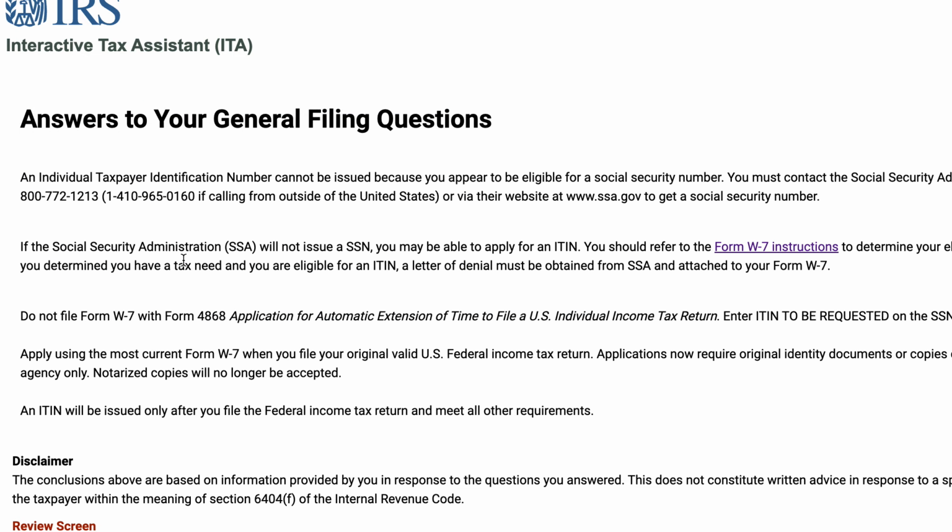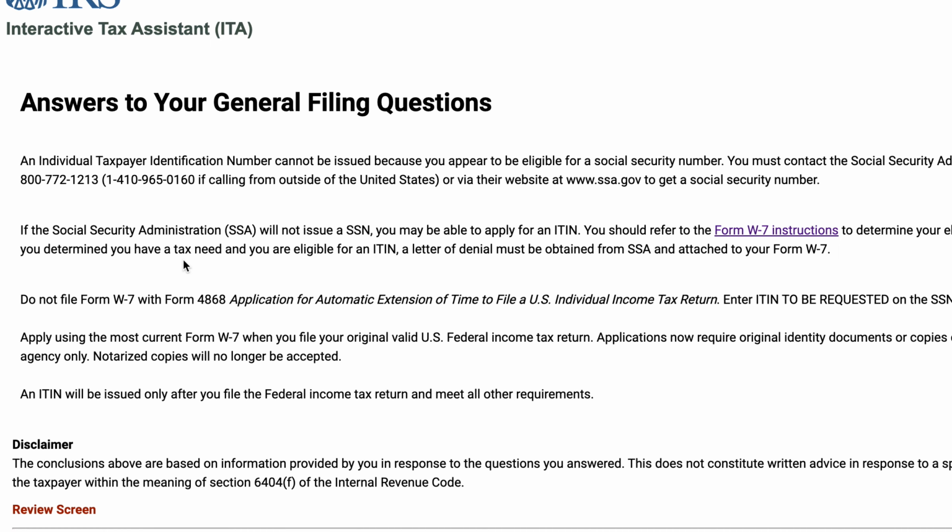So in this case, it appears that you would be eligible for a Social Security number, and if you're eligible for a Social Security number, then you should apply for that instead. So don't apply for an ITIN if you are eligible for a Social Security number. To do that, you have to contact the Social Security Administration. If they won't issue you a Social Security number, then you may be able to apply for an ITIN.